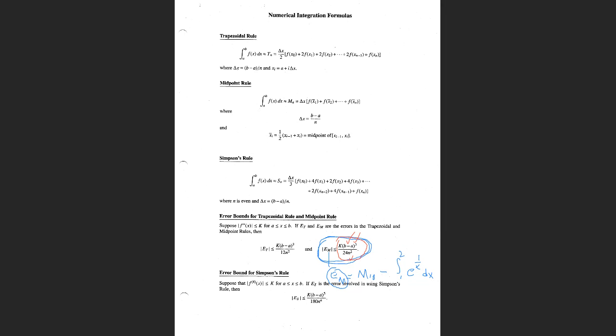What's left to find is this value of K. Now the value of K, according to the formula sheet, here's the criteria: the value of K, big K, would have to be greater than or equal to the absolute value of the second derivative of our function over the interval from A to B. That's the criteria.